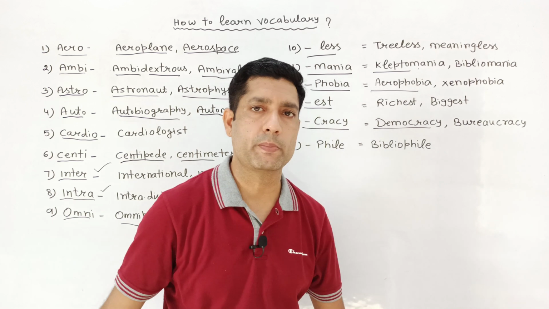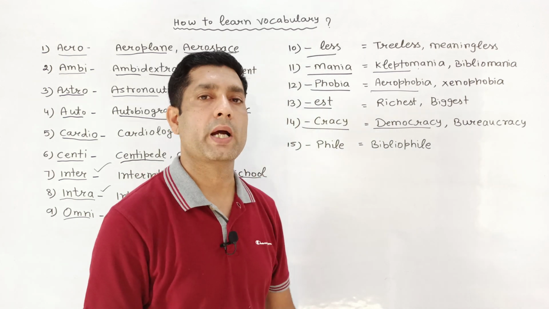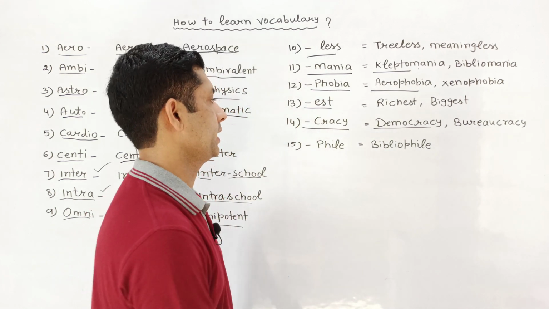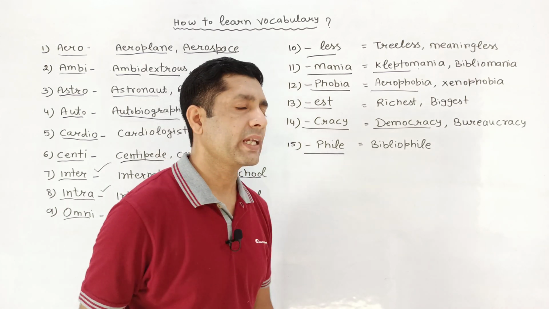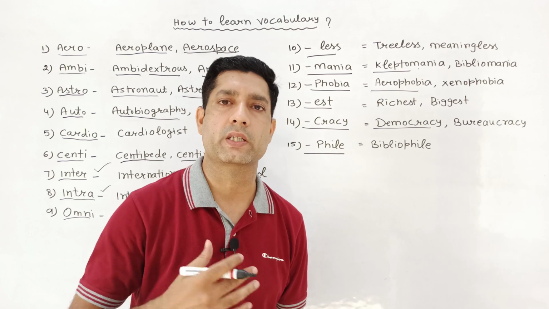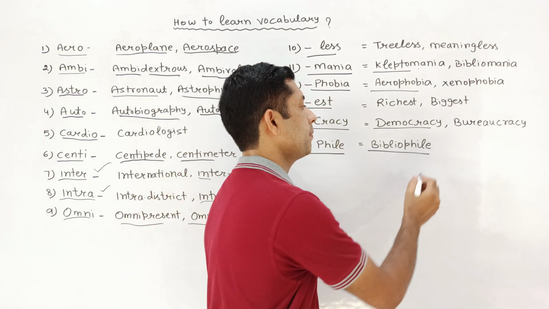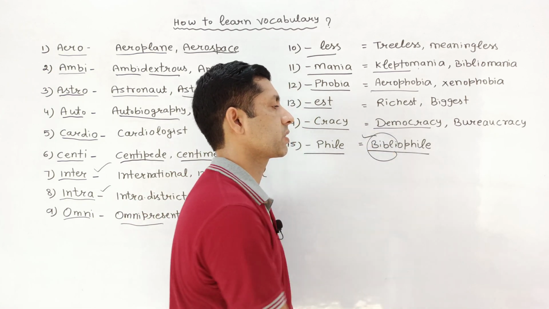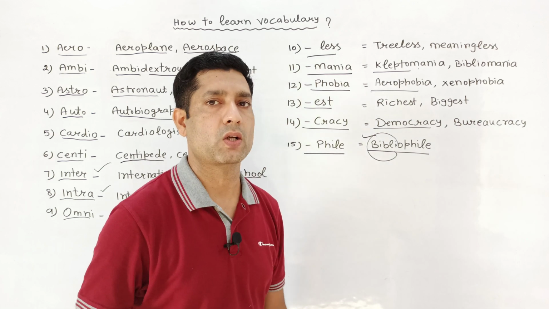Democracy, rule by the people. Bureaucracy, rule by the bureaucrats, नौकरशाही. Phile, liking a particular thing, a person who likes a particular thing. For example, bibliophile, biblio related to books, a person who loves books and collects books.